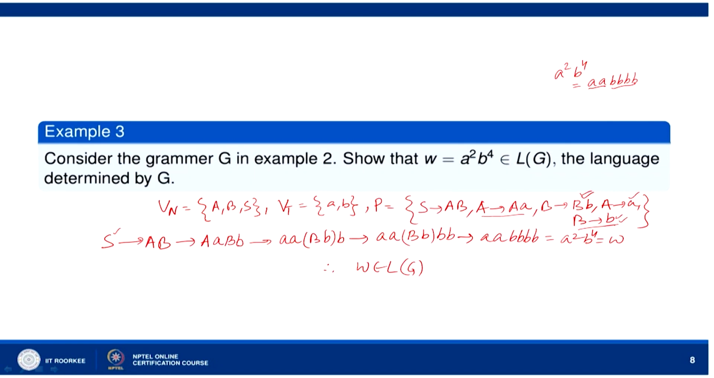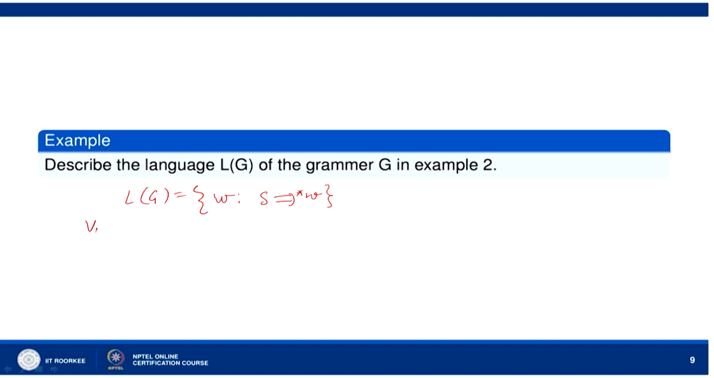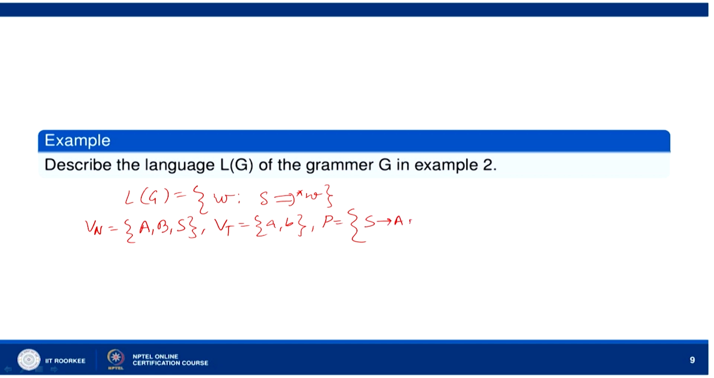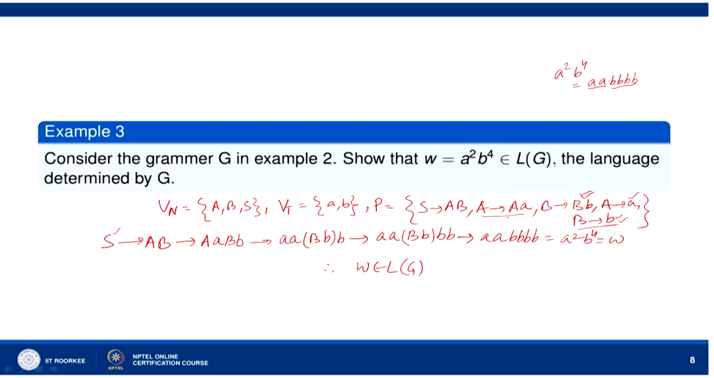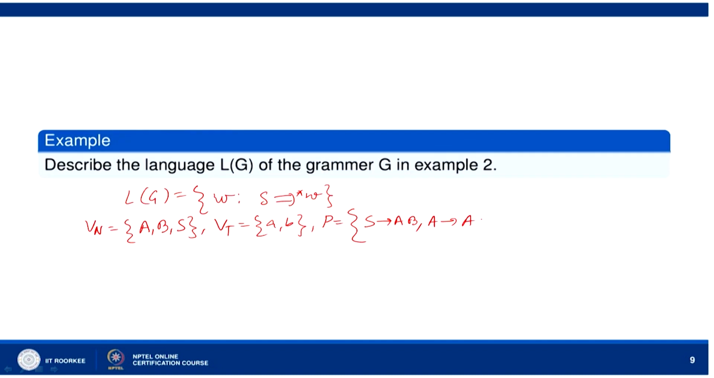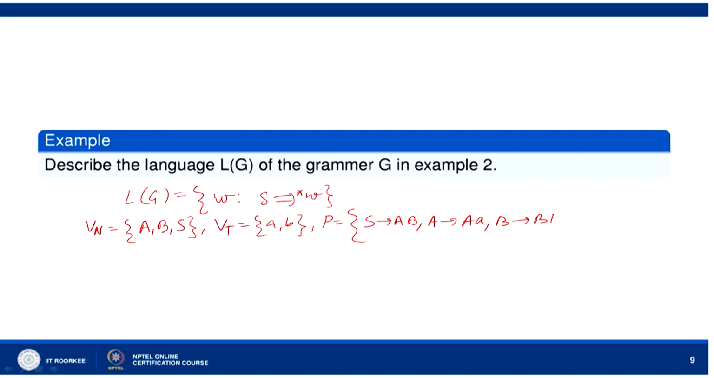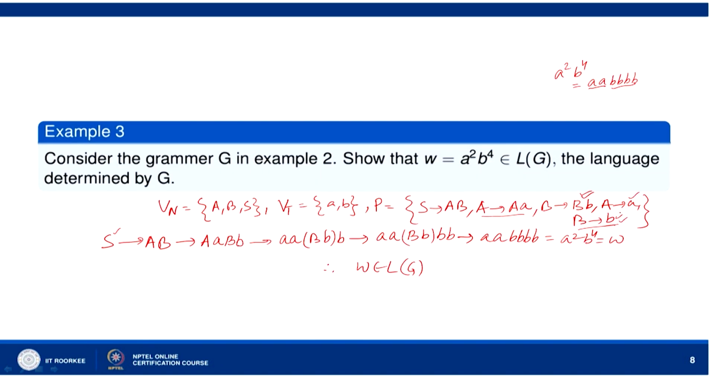Again we will have to write the values of Bn, Bt and P. So, Bn equal to {A, B, S}, Bt equal to {a, b}, and P is the set of production rules: S goes to AB, then we have A goes to aA, we have B goes to bB, and then we have A goes to a, B goes to b.